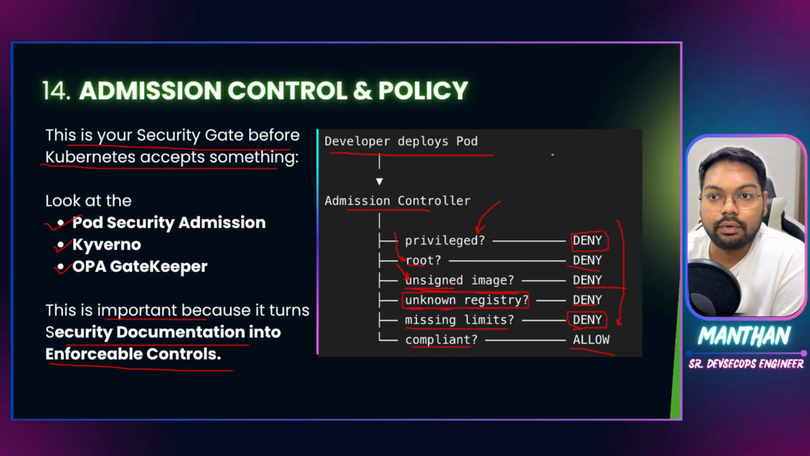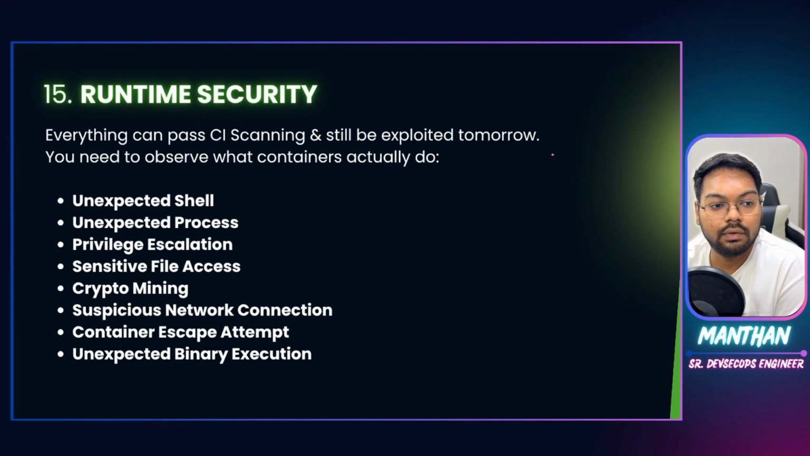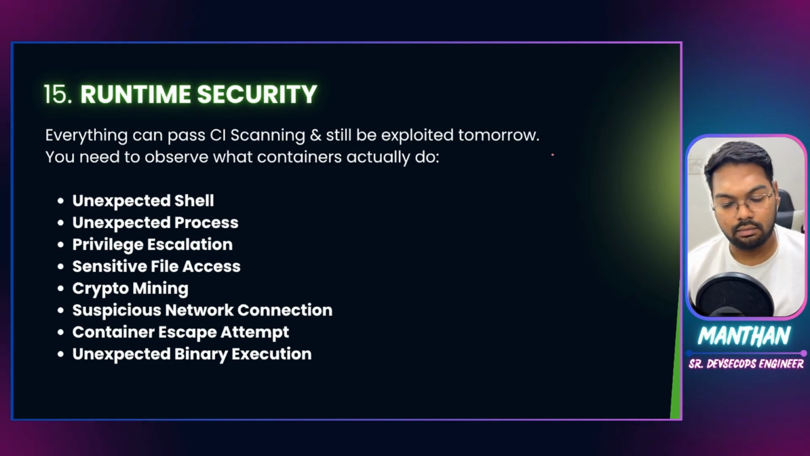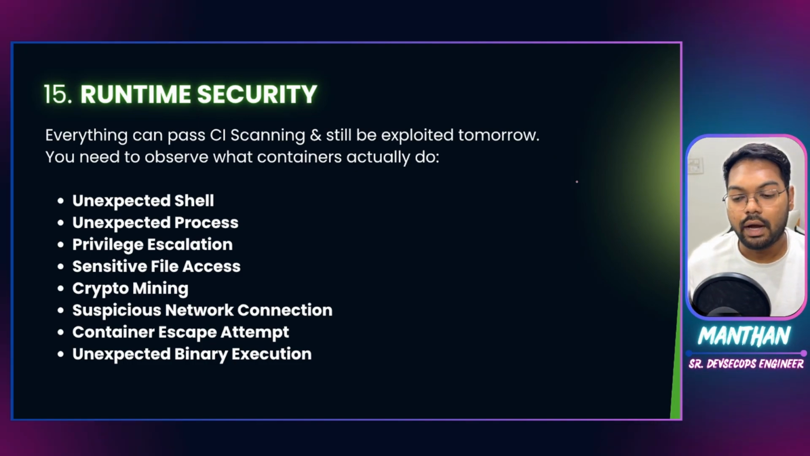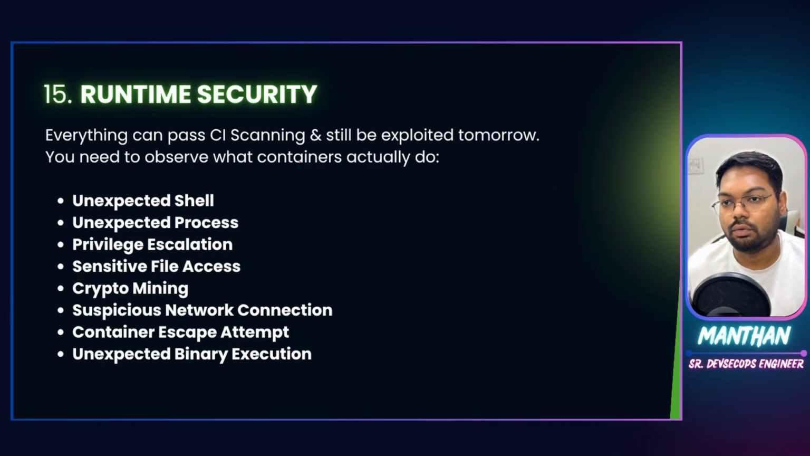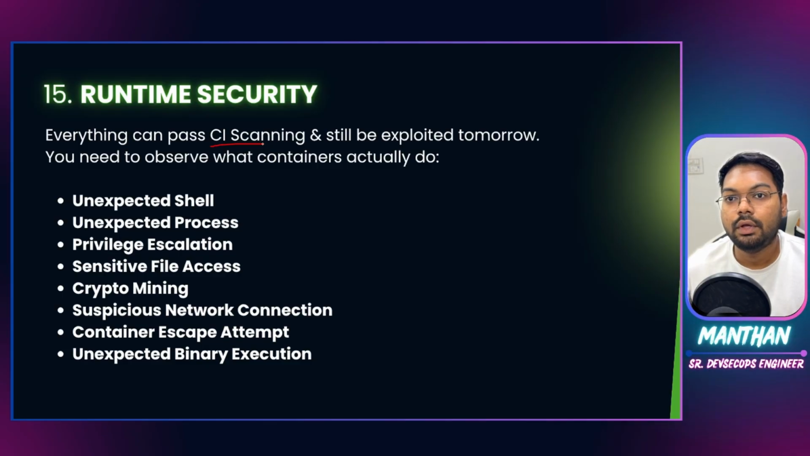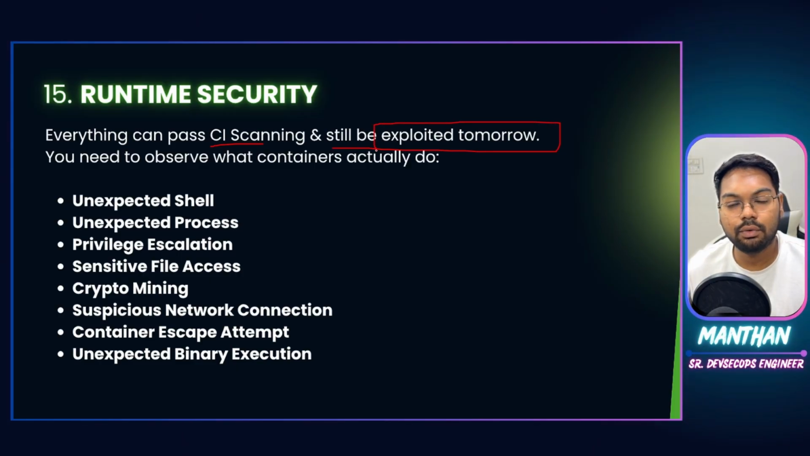So that's why we also have to add all of these things other than image security and signing these images. So admission control is one of the most important things, a kind of gatekeeper for your workloads to run. So now runtime security. Now everything can pass CI scanning and still be exploited tomorrow. Okay, that's why you need runtime security.